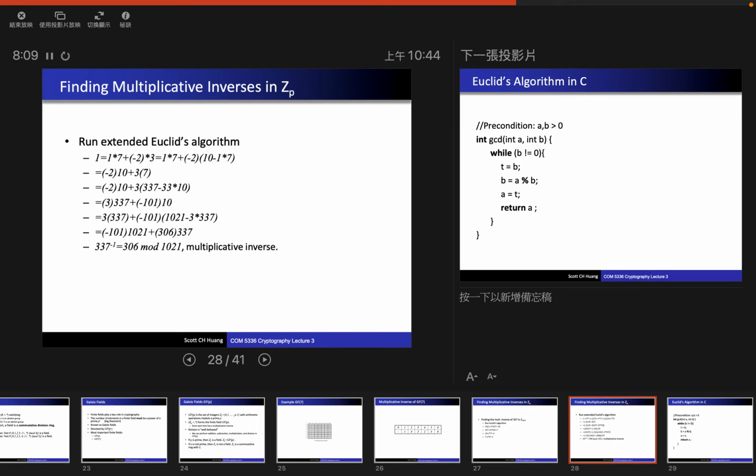So finally, we'll represent this 1 as a linear combination of 1021 and 337. And these two parameters are extremely important because that's actually our answer. So finally, we have this. Okay, and then let's take the mod from both sides.